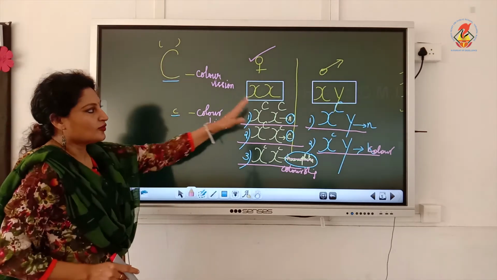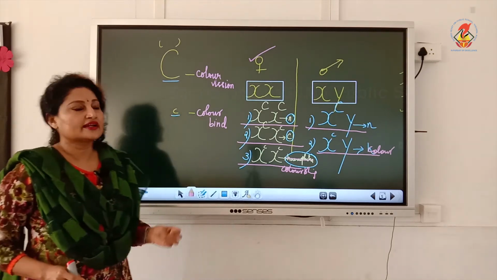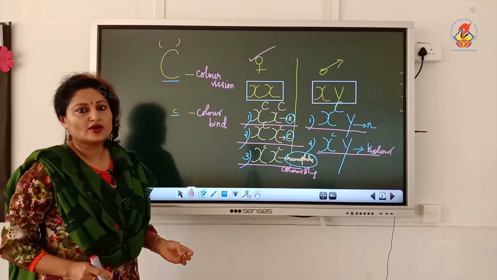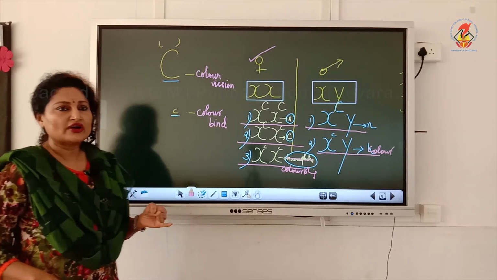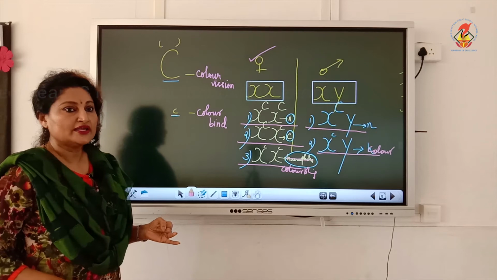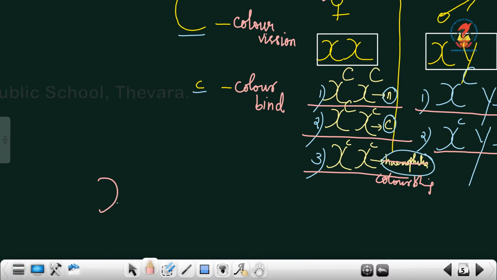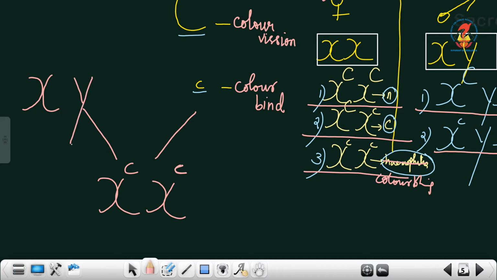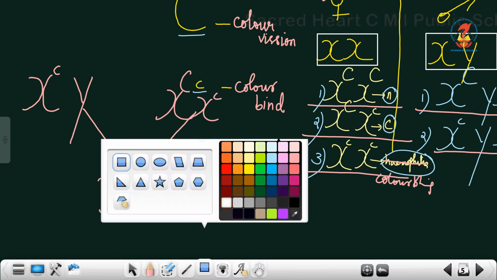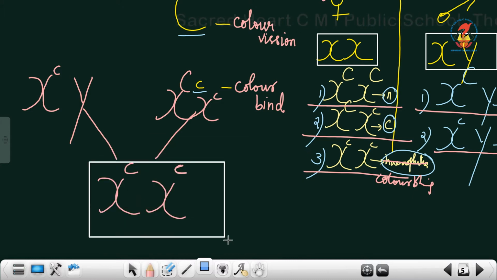Clear? Now, one very common question asked here is, why are females rarely colorblind, or why are females rarely hemophilic? If a female has to be colorblind or hemophilic, definitely the father should have the drawback and the mother at least should be a carrier. This is the condition for a female to be colorblind or hemophilic. See, this is a female.